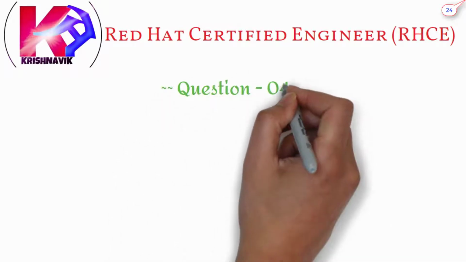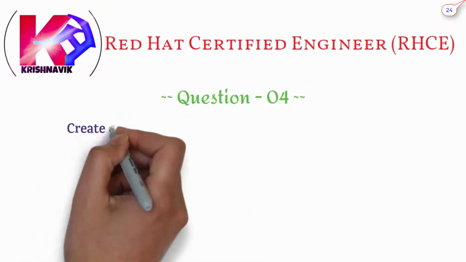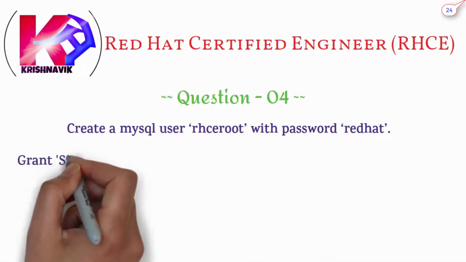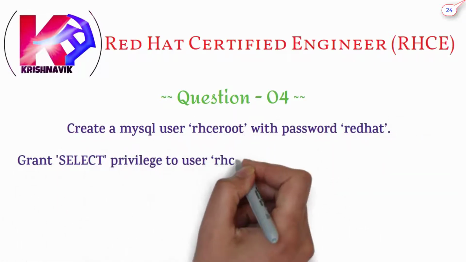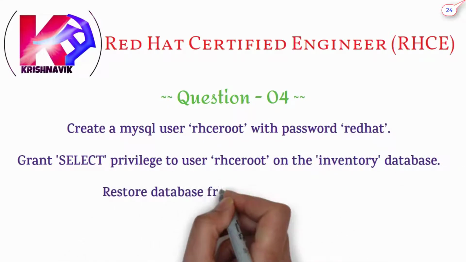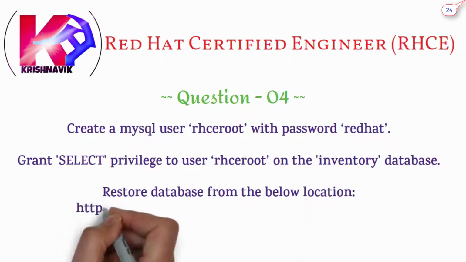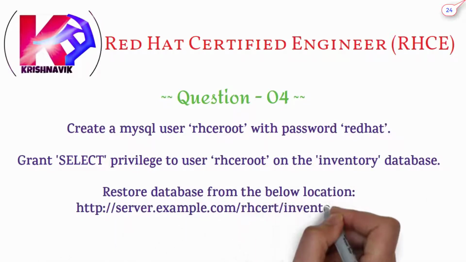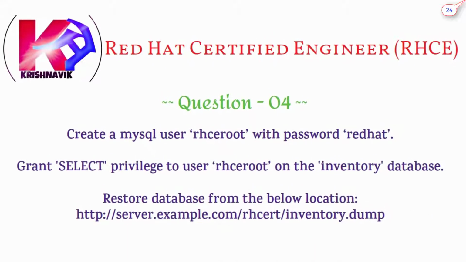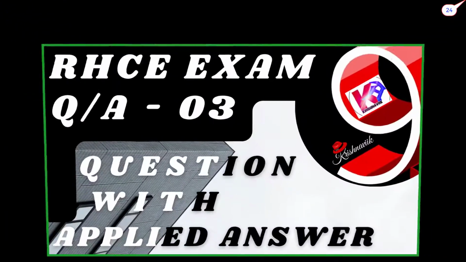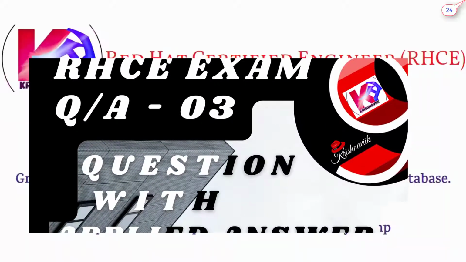Today's RHCE exam question is: create a MySQL user rhce-root with password redhat. Grant select privilege to user rhce-root on the inventory database. Restore the database from the below location: http://server.example.com/rhce/inventory.dump. This tutorial video is associated with the previous tutorial video, RHCE exam question answer 03. Let's start.